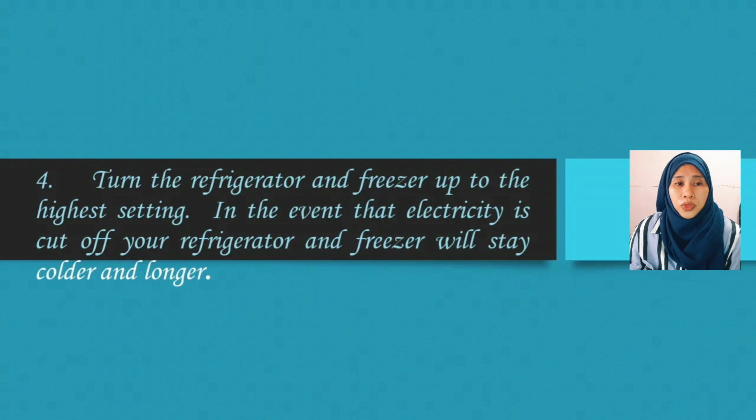Number 4, turn the refrigerator and freezer up to the highest setting. In the event that electricity is cut off, your refrigerator and freezer will stay colder longer. So it will keep your uncooked food like meat and vegetables, and cooked food like cakes or desserts and beverages cool for a day or two when the electricity is out.